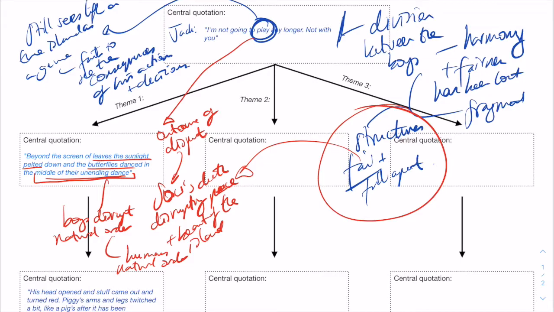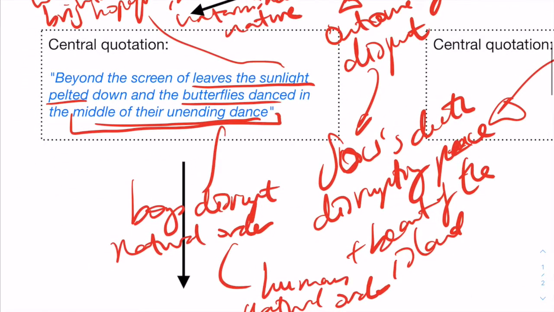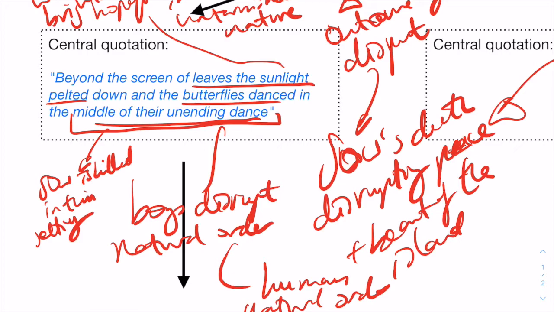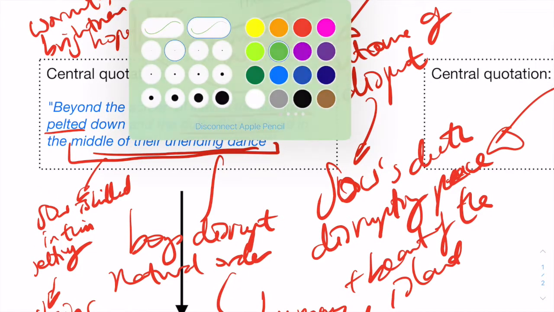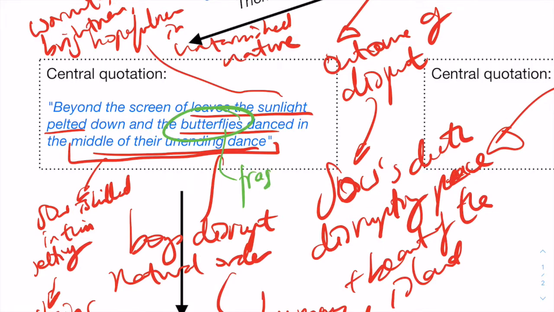"Beyond the screen of leaves, the sunlight pelted down." So there is a warmth and a brightness and a hopefulness in untarnished nature. And of course, the important point here is that the sow is killed in this setting. So it stains that setting. And alongside that, this very fragile symbol of the butterflies. These are fragile, they are short-lived, they are fleeting. And we see that actually life, humanity, and nature, all of these things are as equally as fragile and fleeting as one another.